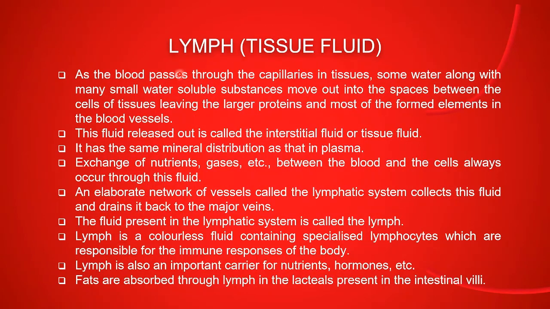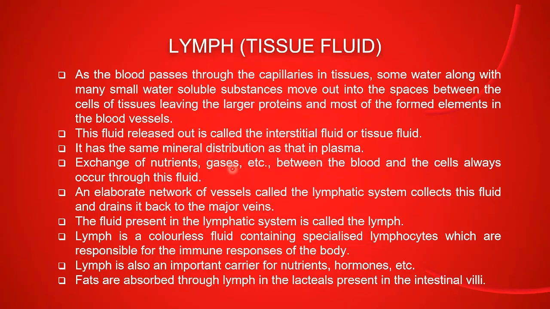Now coming to the last part, the lymph. Lymph is also known as tissue fluid. As the blood passes through the capillaries in the tissues, some water along with many small water-soluble substances moves out into the spaces between the cells of the tissues, leaving the large proteins and most of the formed elements in the blood vessels. This fluid that is released is called interstitial fluid or tissue fluid. It has the same mineral composition as that present in the plasma.